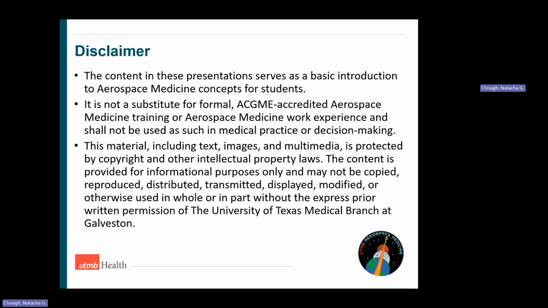Our residency and associated projects are funded in part by NASA. The content in these presentations serves as a basic introduction to aerospace medicine concepts for students. It's not a substitute for formal ACGME accredited aerospace medicine training or aerospace medicine work experience and shall not be used as such in medical practice or decision making.